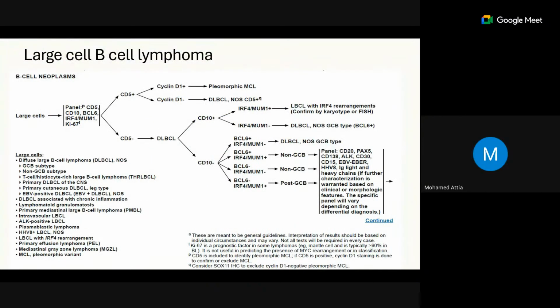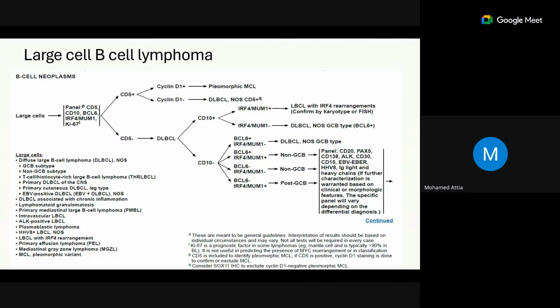For the non-Hodgkin lymphoma, our series in the last few weeks, we start with the cell under the microscope. If it is a larger cell, you will define it: if it is CD5 negative and CD10 positive, then it is follicular lymphoma or diffuse large B-cell lymphoma. Of course, not follicular, because it is a larger cell, so it will be diffuse large B-cell lymphoma, most commonly germinal center type. But if it is CD10 negative, it is mostly non-germinal center, and we have discussed this before.